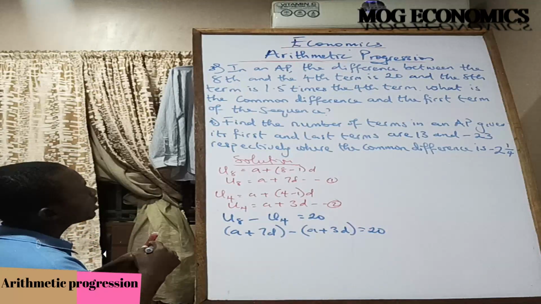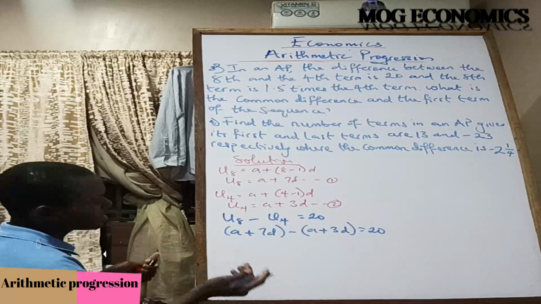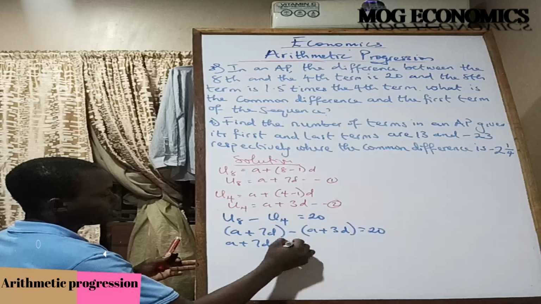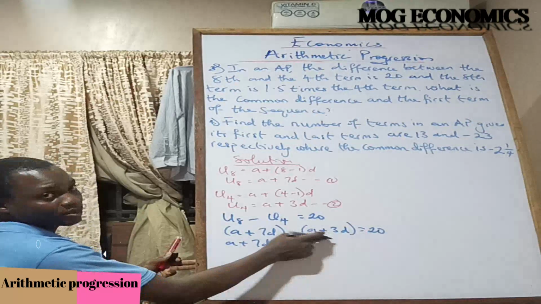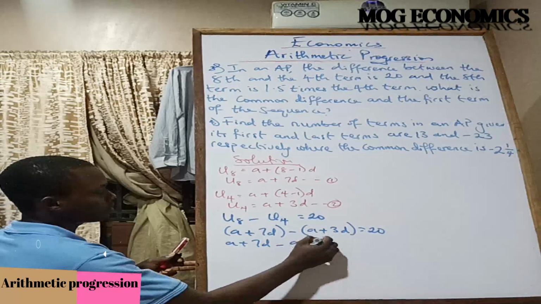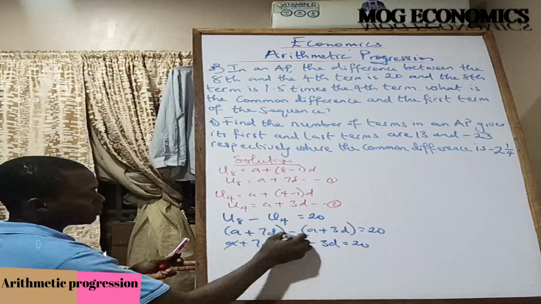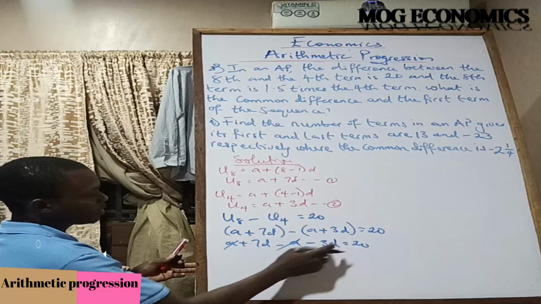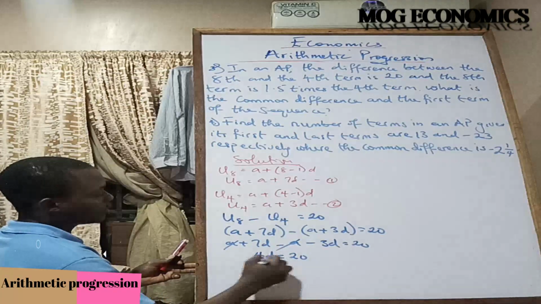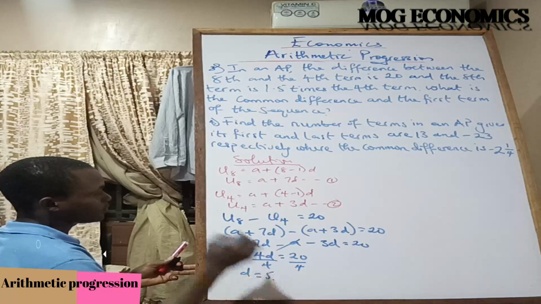All right, I think something can work here. So A plus 7D minus A, then minus times plus, be careful, minus times A, minus times plus minus 3D equals 20. So you have A minus A, they cancel out. 7D minus 3D is 4D equals 20. Divide by 4, divide by 4, D equals 5.